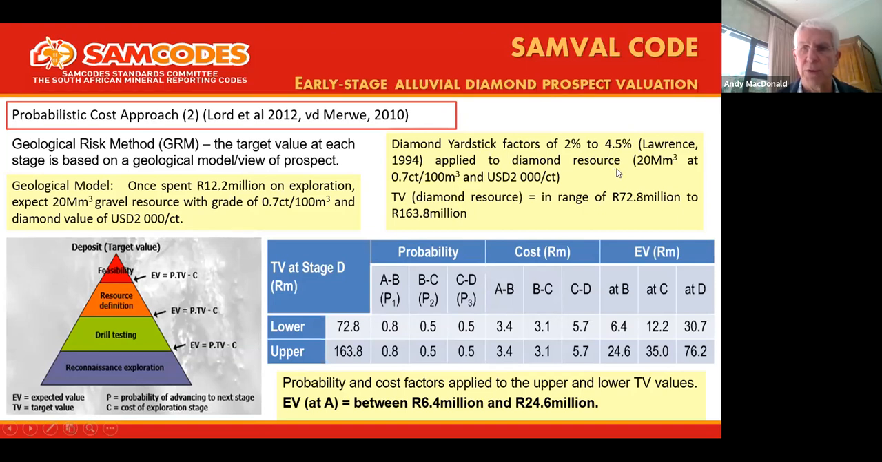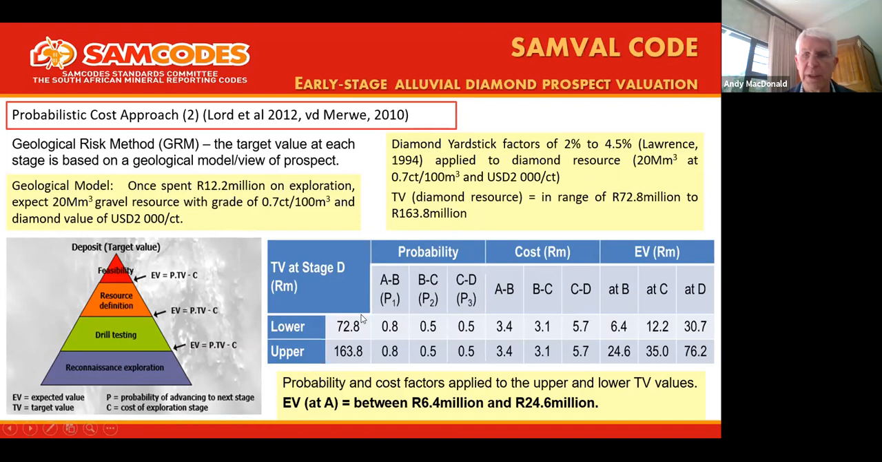So you would recall Vaughan talking about a gross in situ value. So if you take the total gravel resource times the grade times the value, that's a gross in situ value which you cannot use to value a resource. In this instance, you apply these heavy discounts, 2 to 4.5%, to those numbers, and then you get a range of 72 to 163 million. But that is now at the conclusion of all the work. So now we need to determine what is the value that we are sitting with as we are at step A down here at reconnaissance exploration.